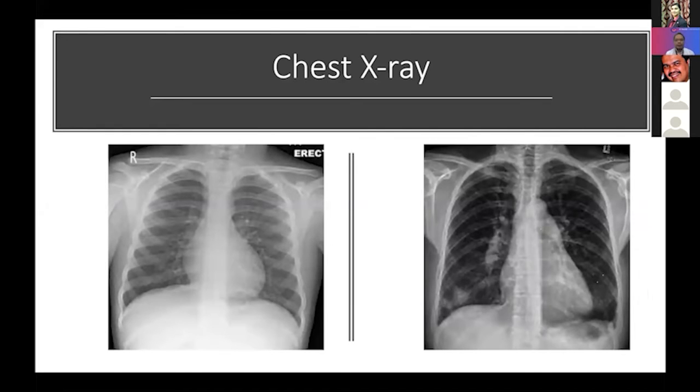Everybody can ask for a chest X-ray. Doctors, almost everyone, even a junior doctor can send for a chest X-ray. And you can see on the left side of the screen here, this is a normal chest X-ray, with a normal heart. The heart is nice, it's not so big, and the pulmonary vasculature is okay.